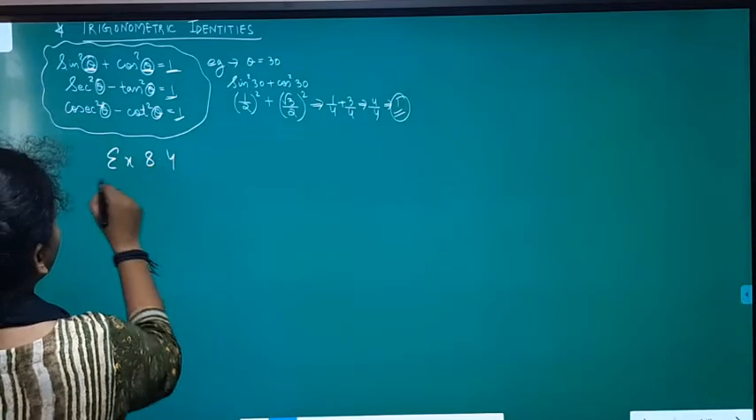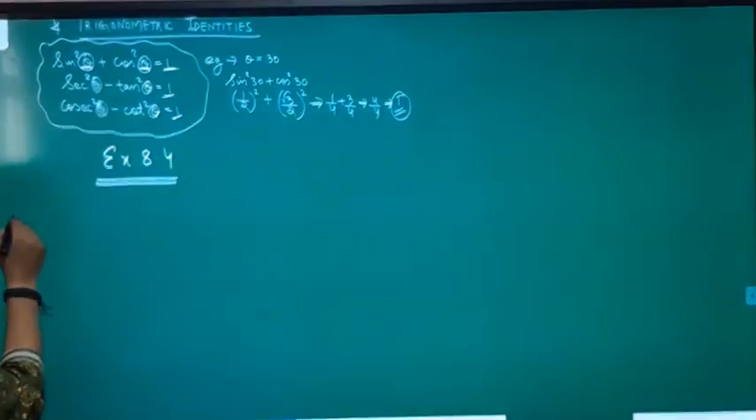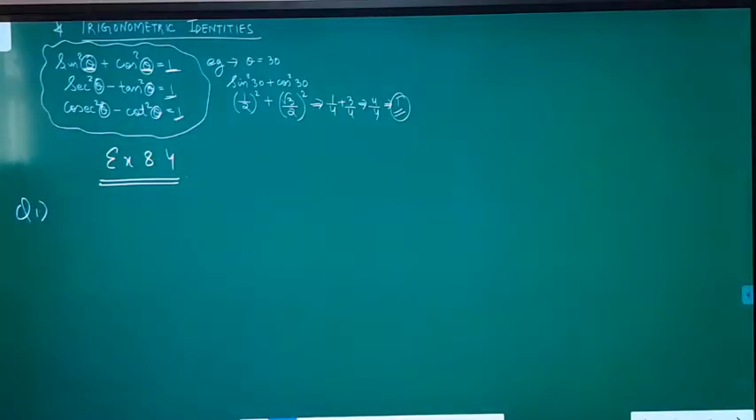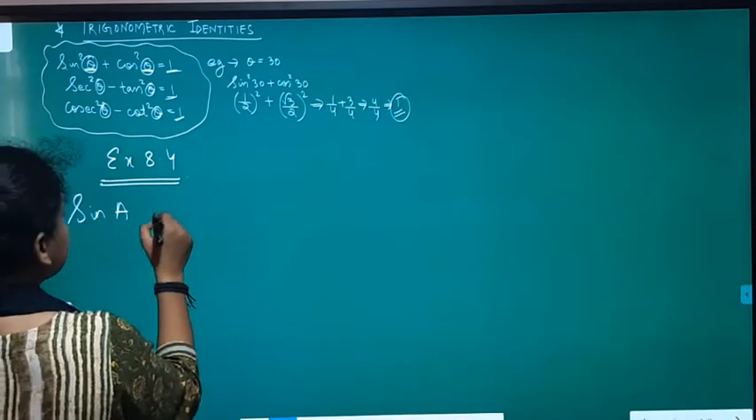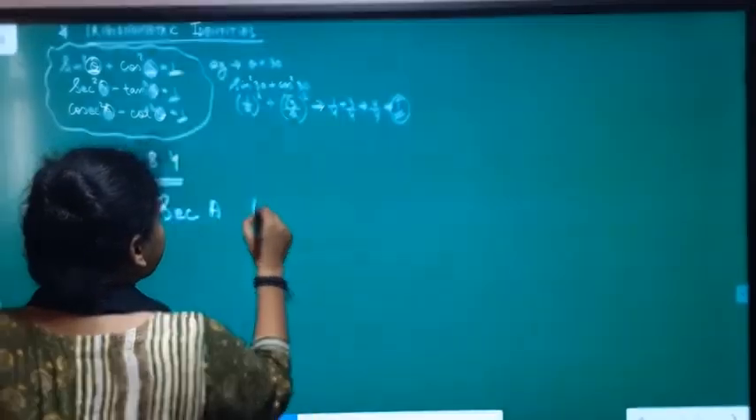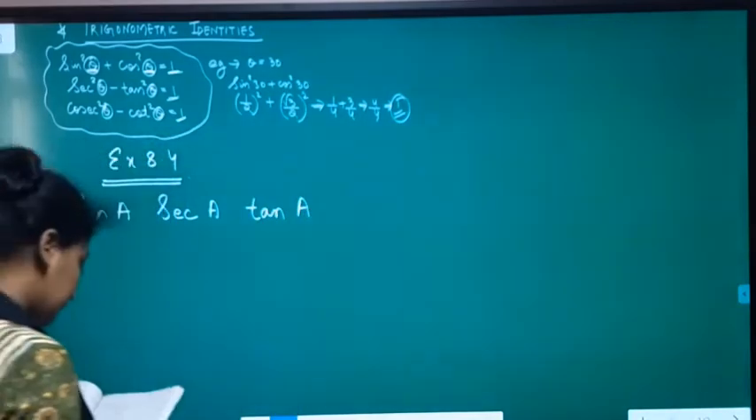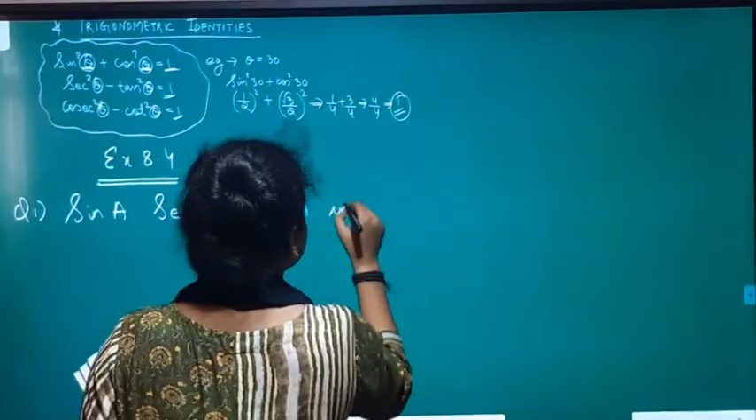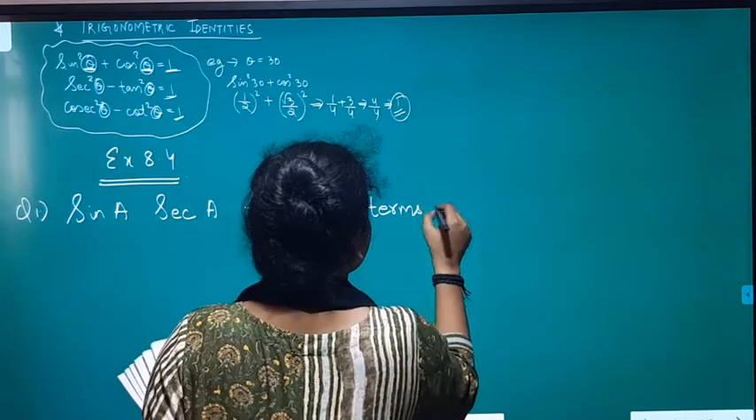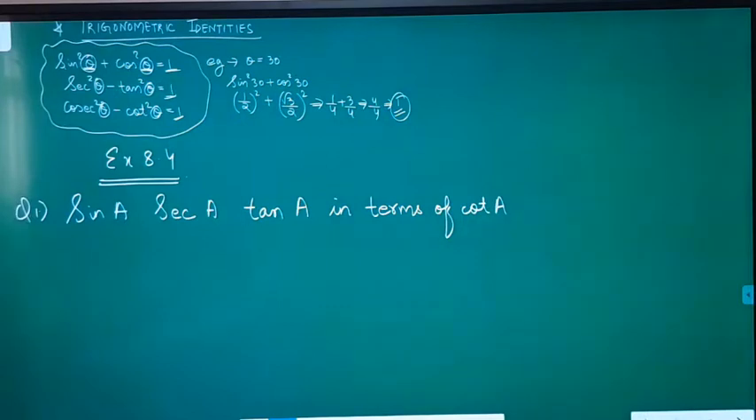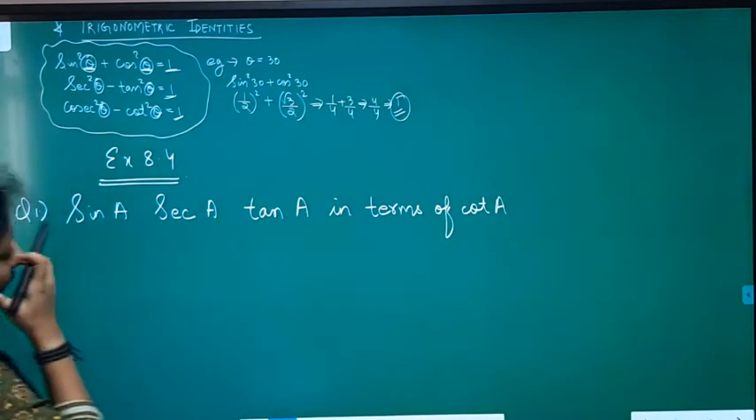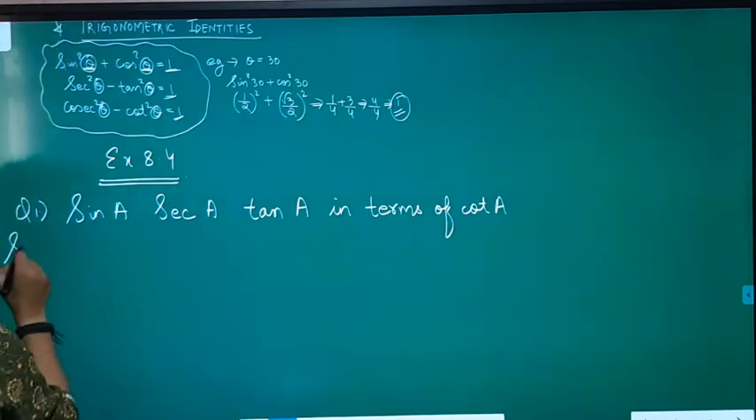Exercise 8.4. The first question here is, we have to express the trigonometric ratios sin A, sec A and tan A in terms of cot A. That means we have to write these three ratios in form of cot. Okay, so let's see how we have to solve this.